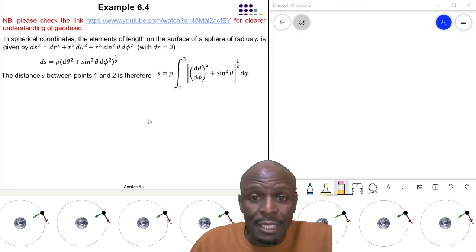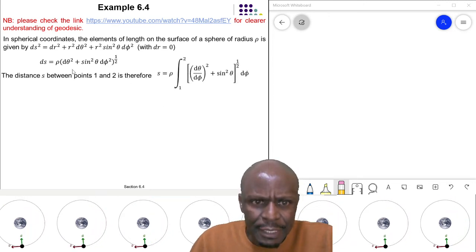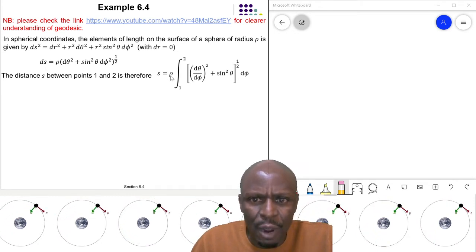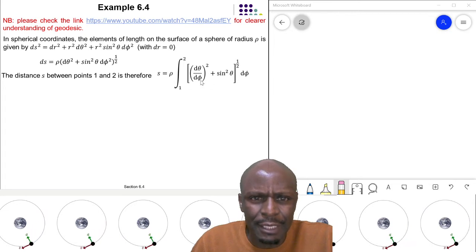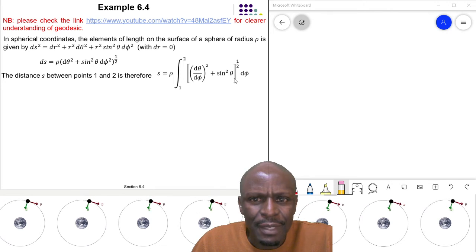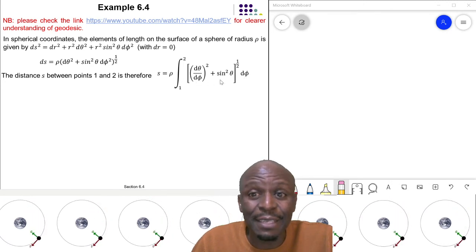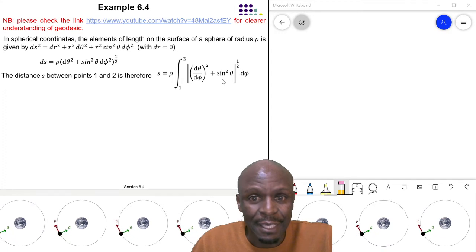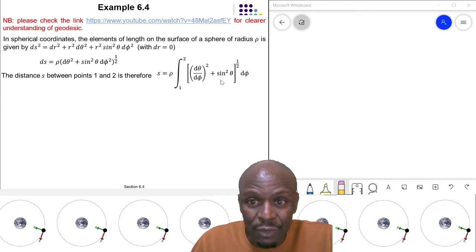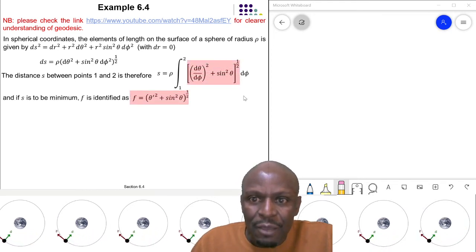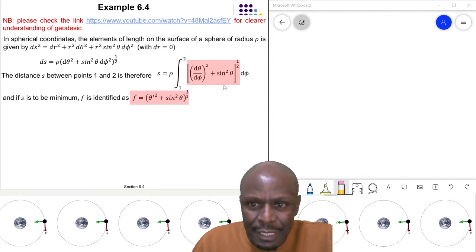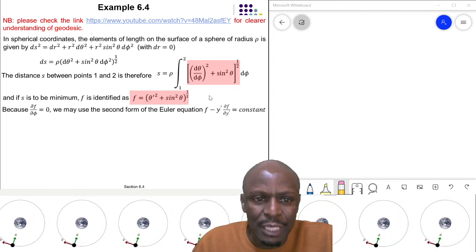Right. Now, in this case, for ds, we have to take the integral. If we take the integral, we can take the rho outside the integral, and this is what you are going to have, with d phi here. You just apply the same principle that we have done with ds for dx squared and dy squared. So this is what you are going to have. And then from there, we identify f to be this function here. Now, if this is the function f, we have to use the Euler equation.